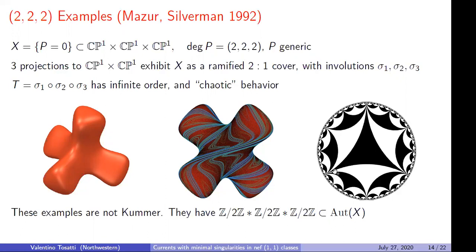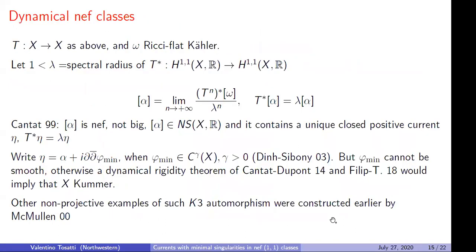And in general, for P generic, it's actually equal. Okay, so what's that to do with my MF classes? So if you have this automorphism T, and you take a Ricci-flat Kähler metric omega on your K3, then one can compute that the spectral radius of the pullback on H11 on this K3 is strictly bigger than 1, call it lambda. And this actually is the condition of chaos, according to a famous result of Gromov and Yomdin.